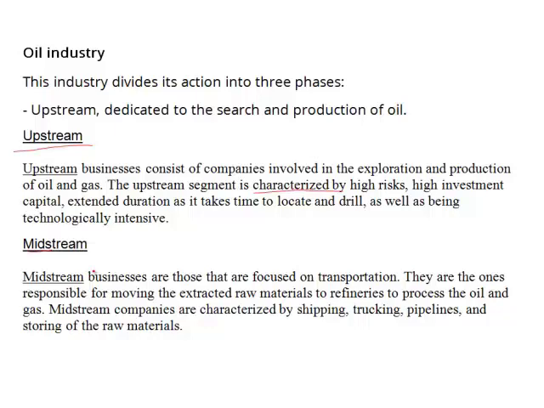Midstream businesses are those that focus on transportation. They are responsible for moving extracted raw material to refineries to process the oil and gas. Midstream companies are also characterized by shipping, trucking, pipelines, and storing of raw material.